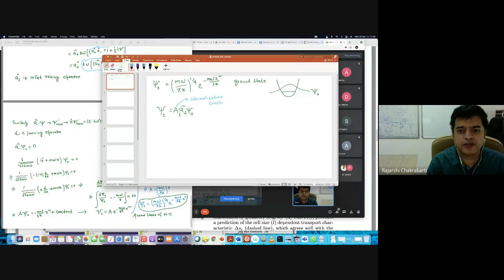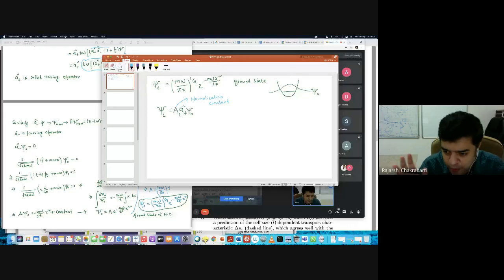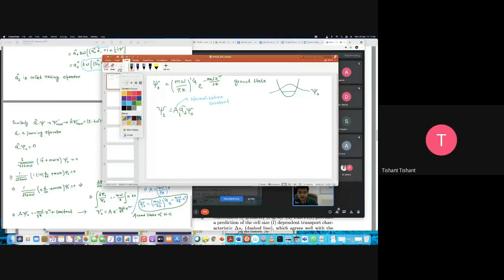If you have any question, tell me. This is very simple. I operate A plus, the raising operator, on psi 0. What should I get? I should get psi 1. But of course, I have to multiply by some normalization constant in order to get normalized psi 1. Is this clear? So let us do it explicitly.